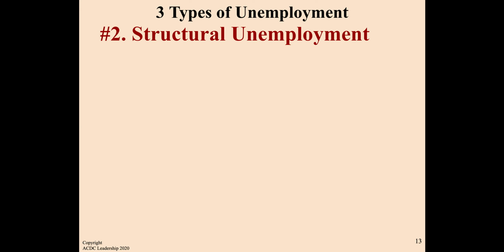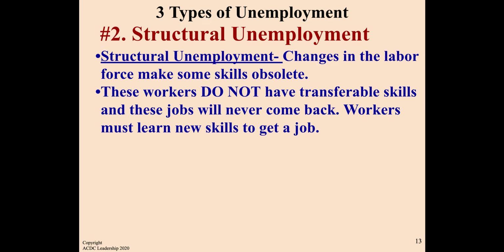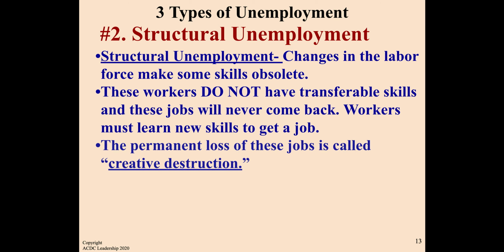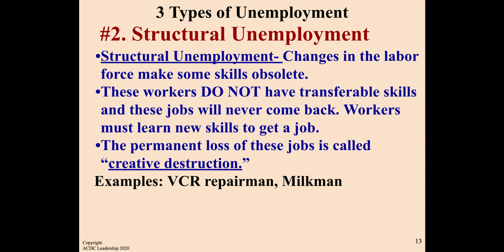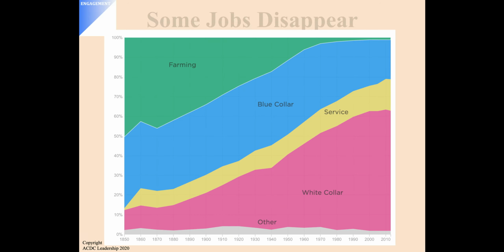The second type of unemployment is structural. Structural are changes in the labor force that make some skills obsolete. These are workers who do not have transferable skills, and these jobs won't come back. They need to learn new skills to get a job, like a VCR repairman or a milkman. A technological unemployment is a type of structural unemployment where automation and machinery replace workers.